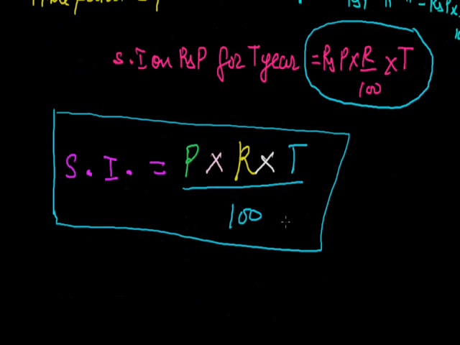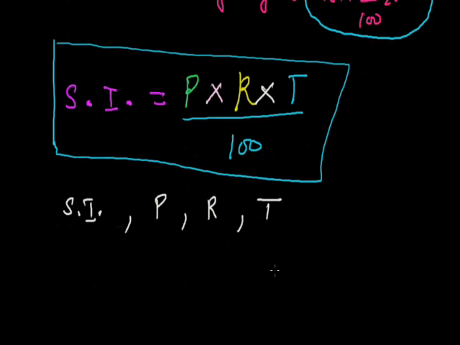Now in this formula you can see that we have 4 variables. First one is SI, that is the simple interest. Second one is the principal. Third one is the rate. And fourth one is T, or we can say the time period.